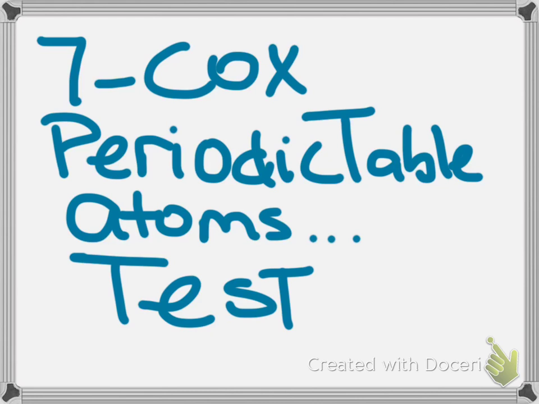Number 11, which of the following is a compound made up of exactly two elements? A. O2. B. H2O. C. 2N2. D. C6H12O6.